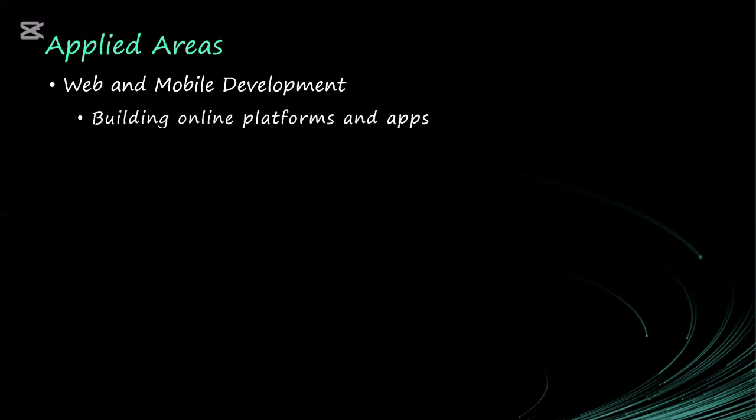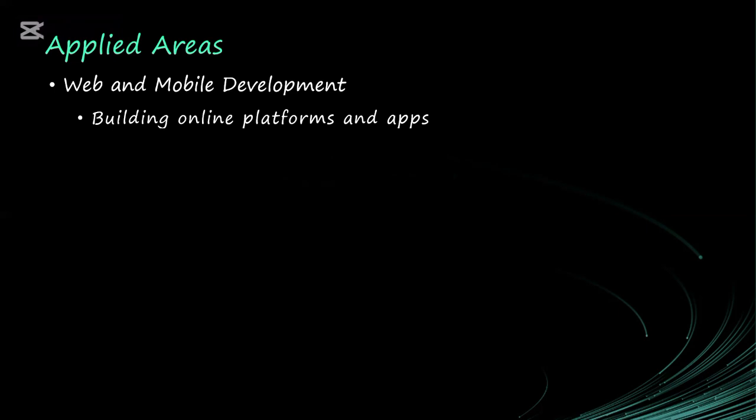Okay, so where do you apply? Where can you apply computer science? You can apply computer science in web and mobile development. You can apply it building online platforms and apps. This platform that you're using to learn is an online platform, so it's a web application.